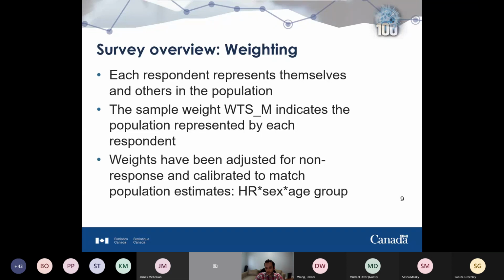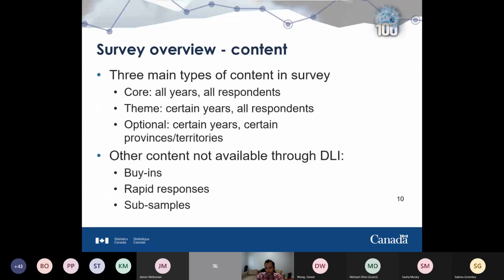Now, the content design for the survey, if you're using the survey for multiple years, this information is pretty important to know. Core content is content that's in the survey asked all years to all respondents. These are the main focuses of the survey, so information on smoking, perceived health, physical activity. These are the main health indicators that we're collecting on annually. The theme content, if you're a user and the home care module is on the file one year and it's not there the next year, this is part of the theme content design.